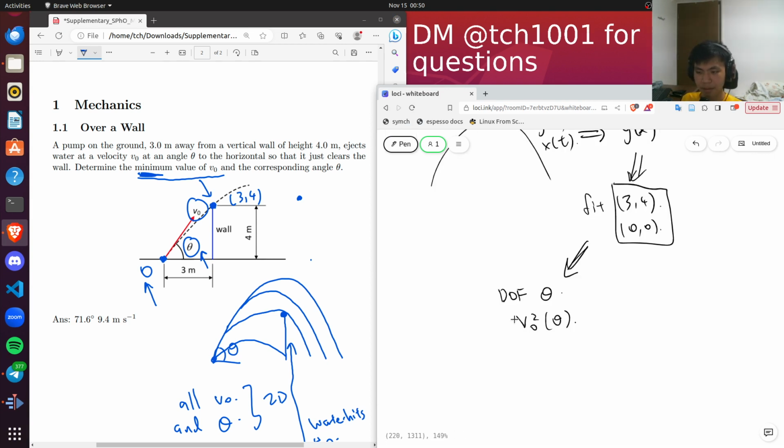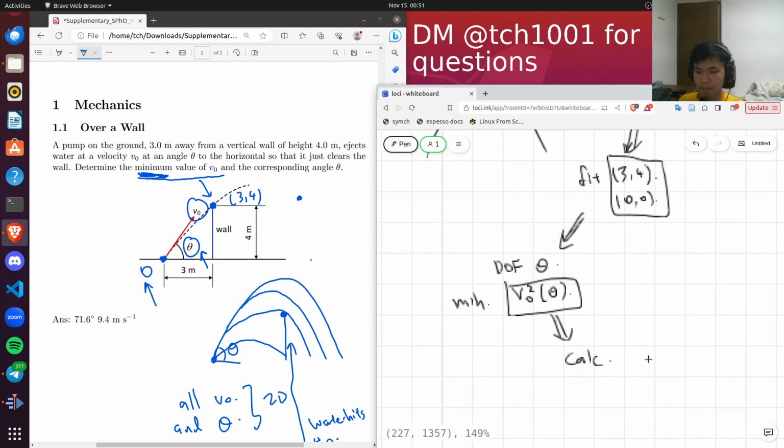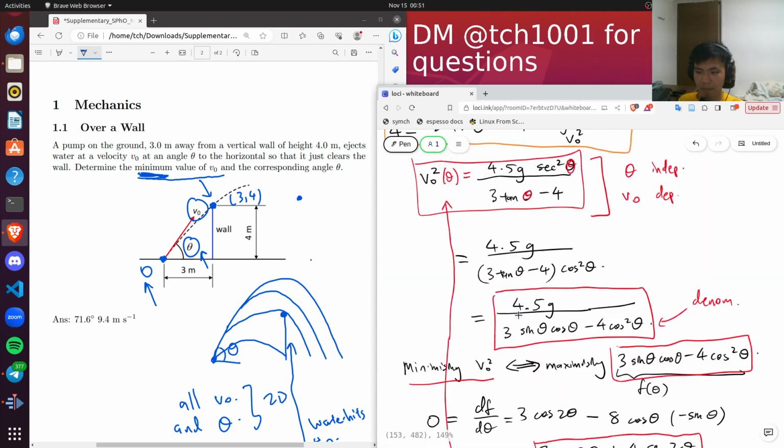Okay, and now that we have this, remember the degree of freedom is theta, and we want to minimize this, so we just do 1D calculus. So we have reduced a 2-dimensional minimization problem into a 1D one. Then we do some tricks along the way. Instead of minimizing velocity, we actually maximize the denominator. Things like that will make your life easier.